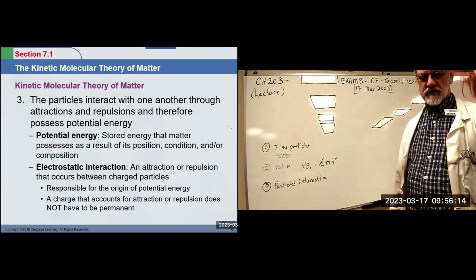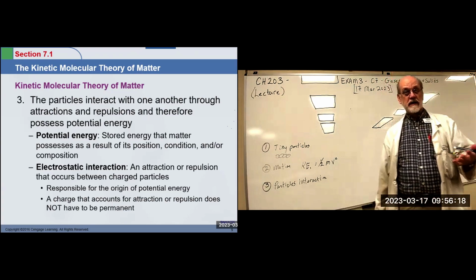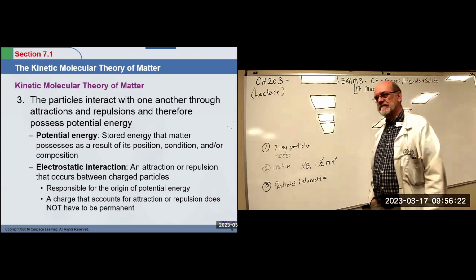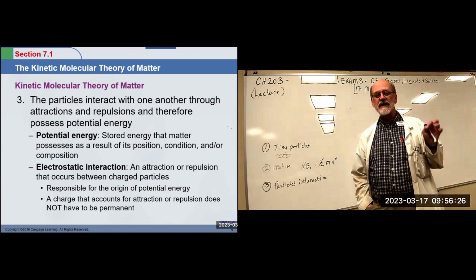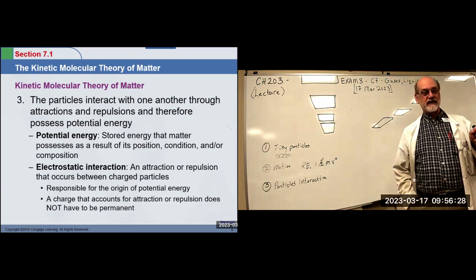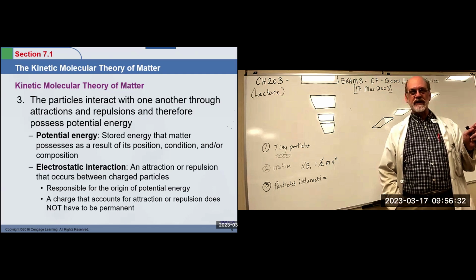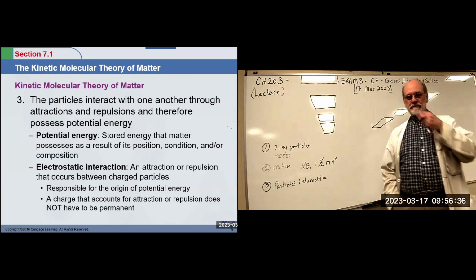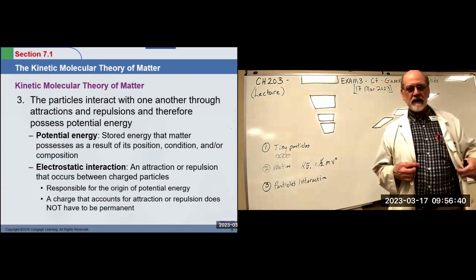That's physical storage of energy. You can also store energy by chemical means in the composition. For instance, nitroglycerin. Nitroglycerin has a lot of energy stored in the bonds, and all you have to do is disturb it a little bit, and it'll release all that energy in a big hurry. So those are different types of potential energy.